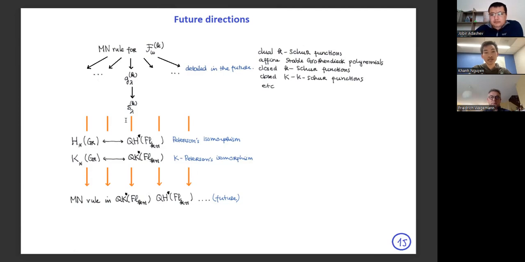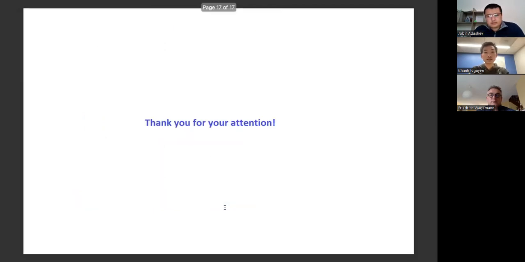So the isomorphism associates the Schur functions J_lambda^(k) and g_lambda^(k) to a Schubert class. And so the Murnaghan-Nakayama rule for K-k-Schur function and K-Schur function will be transformed to the Murnaghan-Nakayama rule in quantum K-homology of flag varieties and quantum homology of flag varieties. And that is another direction. So we find the version in quantum K-homology and quantum homology of flag varieties. So that is all I want to talk about today.